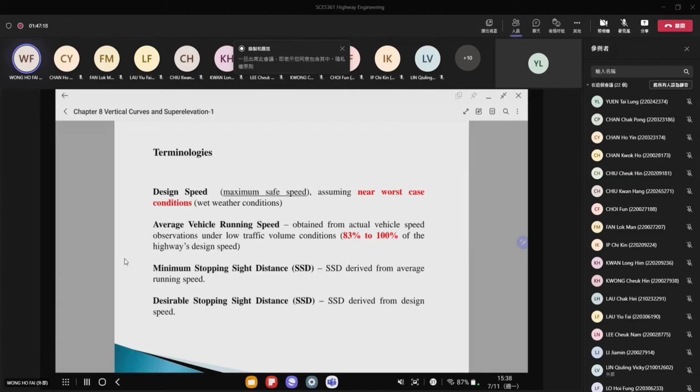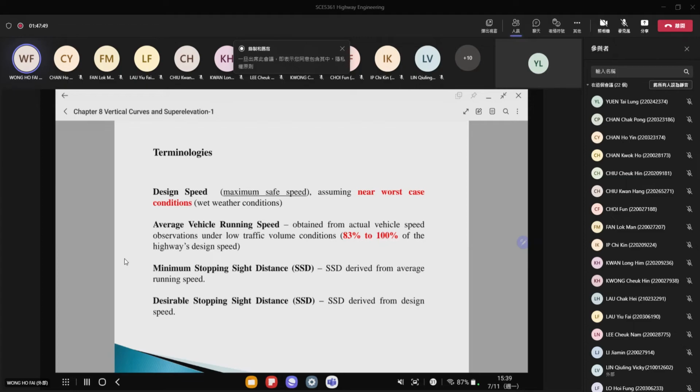And then, as I mentioned, we have the so-called stopping sight distance. Stopping sight distance is actually the distance that the vehicle will stop. It includes the so-called reaction distance and also the braking distance. And then for this SSD, the minimum stopping sight distance is actually derived from the average running speed.